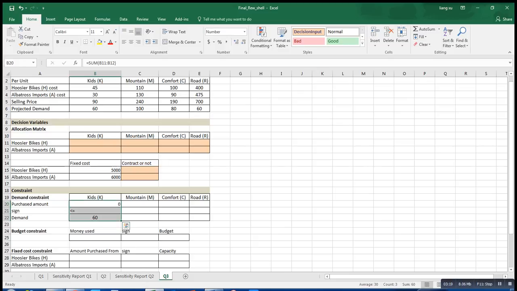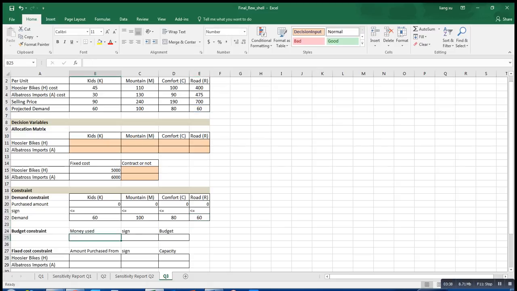And we can easily copy this formula for the other types. Okay, so if you double click this, you can see this basically says the total amount of bikes you buy for road has to be less than the total demand for road bikes.